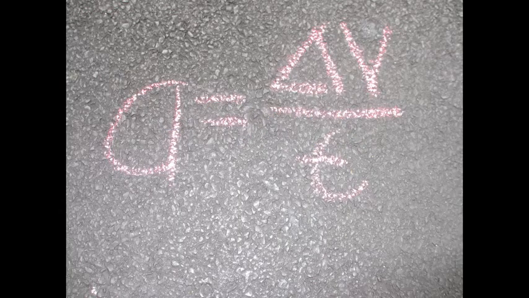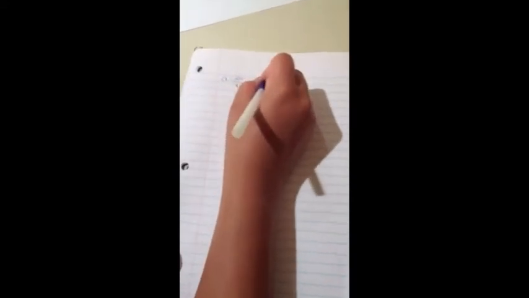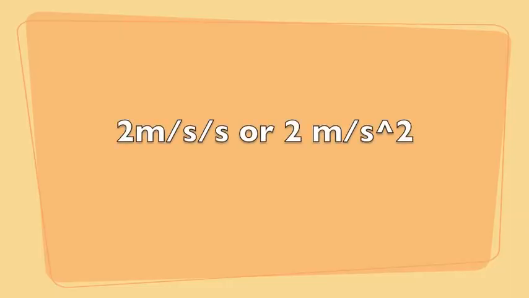If a cart is traveling 4 meters per second and in 4 seconds is now traveling 12 meters per second, how can we find the object's acceleration? Okay, this is how we can do it. We can put 12 meters per second minus 4 meters per second, which is the change of velocity, over the total time being 4 seconds. 12 meters per second minus 4 meters per second is 8 meters per second over 4 seconds, which equals 2 meters per second squared.